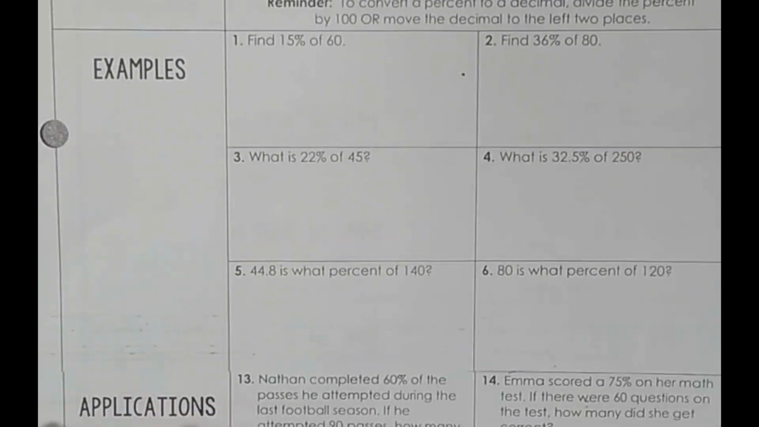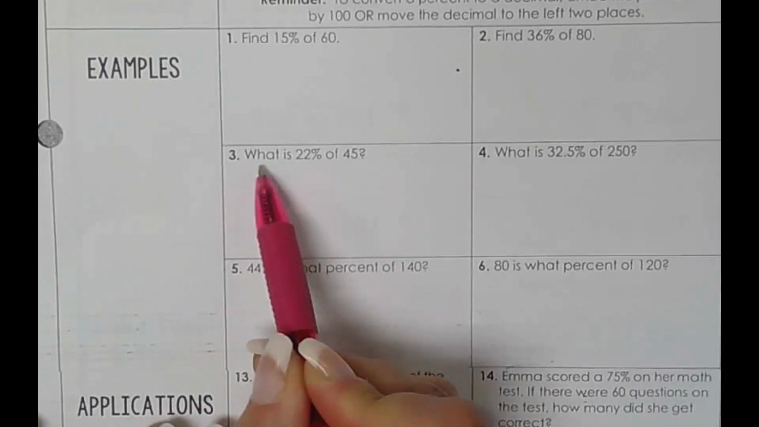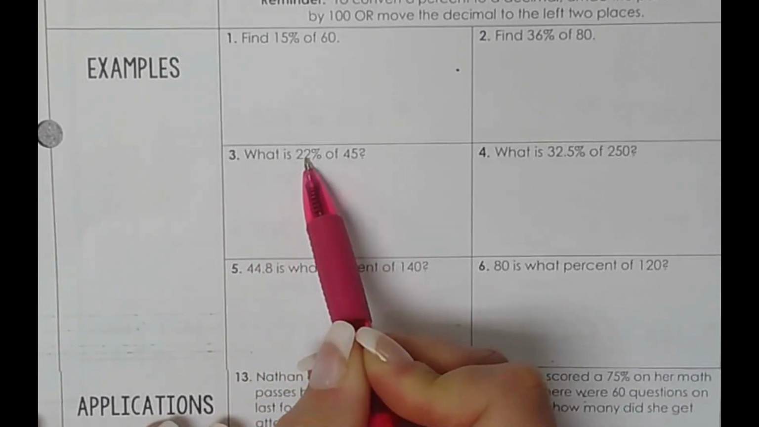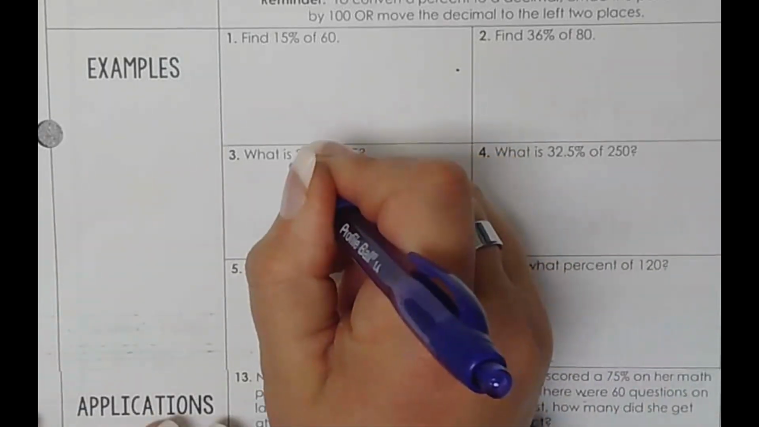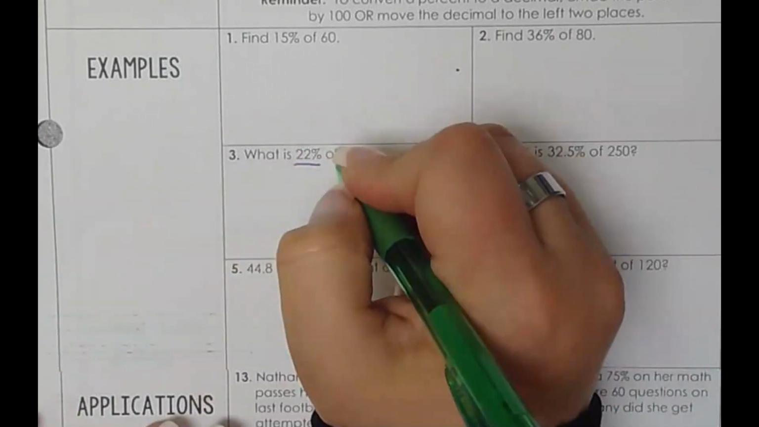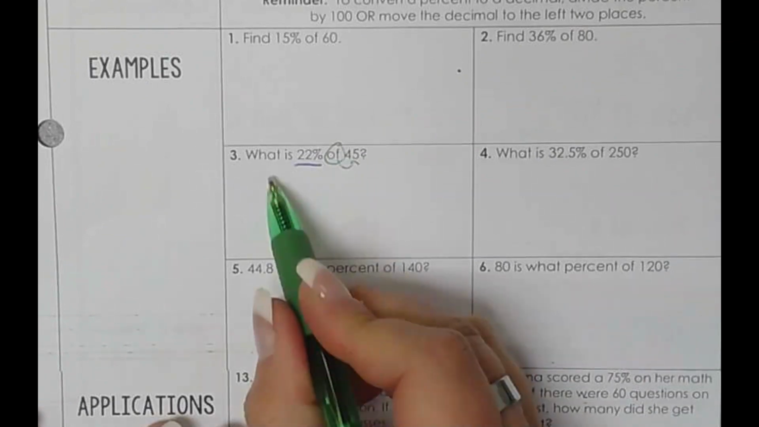Okay, let's look at number 3. So this is worded a little bit differently. It says, what is 22% of 45? So we know that this is our percent, and "of 45" tells us that that's our whole or our original number. So we are still trying to find our part.